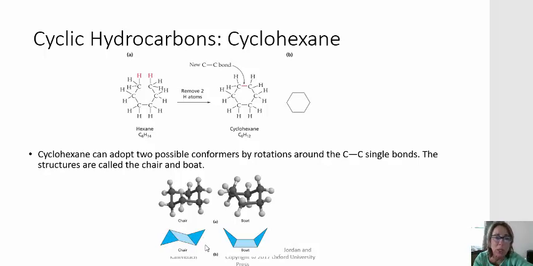So according to the VSEPR theory, it would make sense that cyclohexane spends most of its time in the chair form. Now, this is an important geometry because glucose or blood sugar also forms a 6-member ring in the bloodstream, and it also tends to take on this chair rather than the boat conformation.